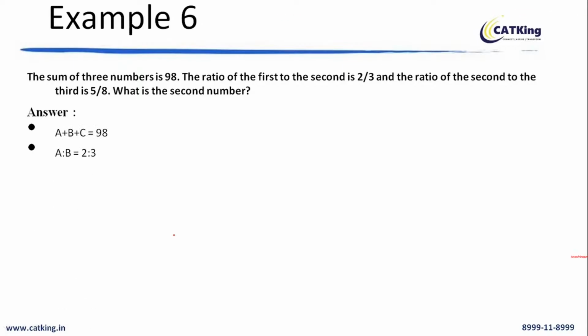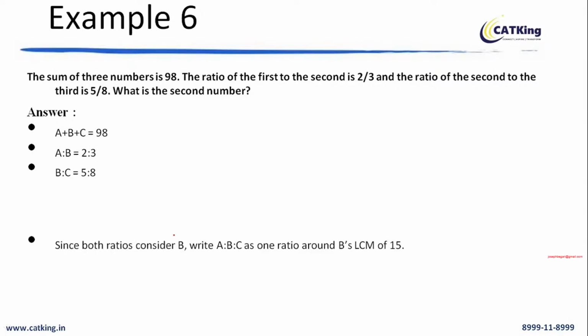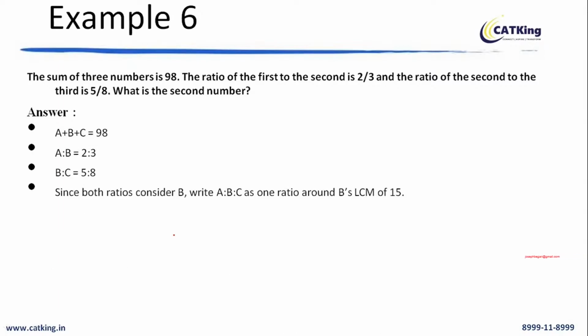A is to B is 2 by 3, B is to C is 5 by 8. Since both the ratios consider B, we will write A is to B is to C as one ratio around B's LCM of 15. So we can make these ratios in a continued variable, that is A is to B is to C, if the values of B are same. So we'll take the LCM of B and make it 15.